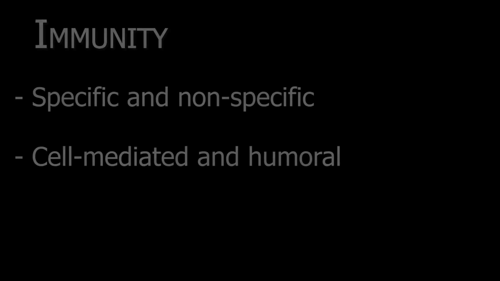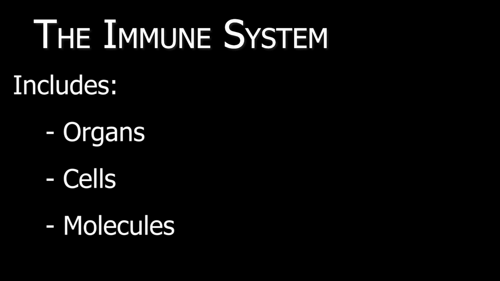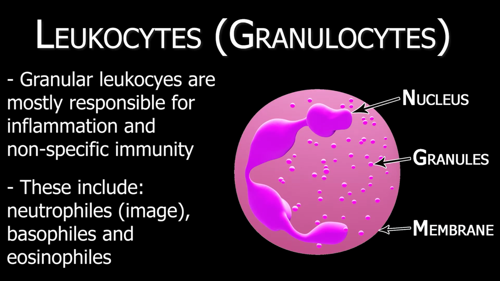In immunology, the immune system is viewed as consisting of multiple components: organs, cells, and molecules. We'll start with cells. There is a myriad of them that regulate how our immune system responds. For simplicity, let's divide them into these categories. First, granulocytes. Leukocytes, aka white blood cells, can be divided into ones that have granules and ones that do not. Granulocytes, the ones that do have granules, are mainly responsible for inflammation and non-specific immune response.